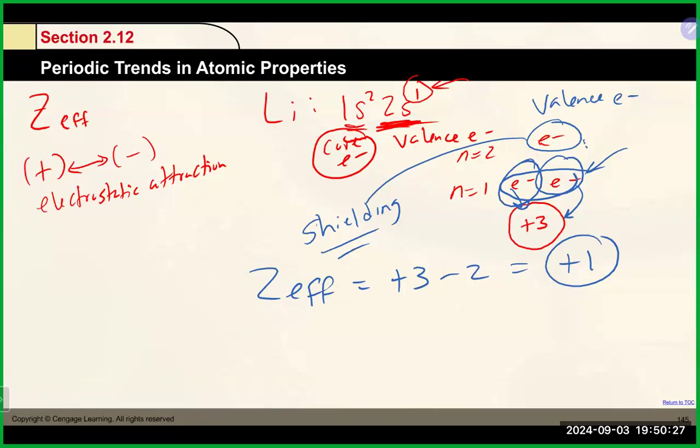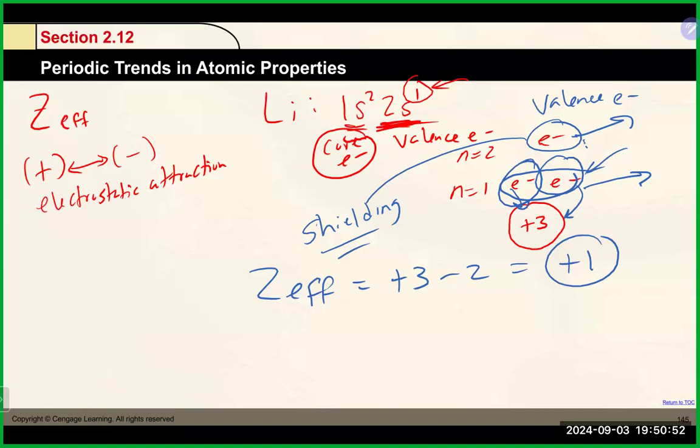What does that mean? That means that if I wanted to rip off the valence electron versus the core electron, which one should be easier to remove? It should be the valence electron, because it's only feeling a +1 pull, while those core electrons are feeling a +3 pull. That keeps those electrons tight and they're not going to be easily removed.